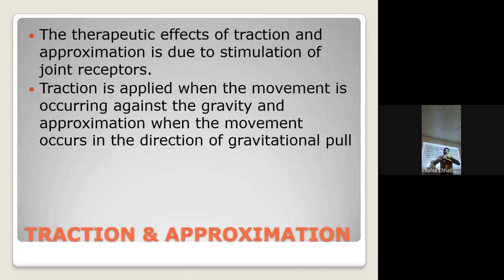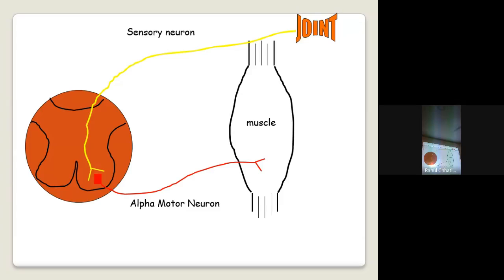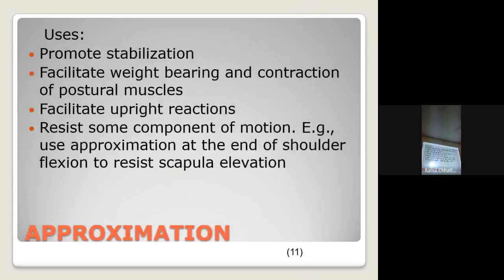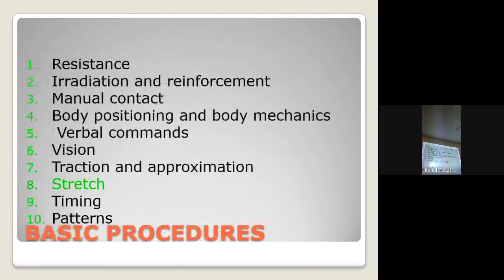We will either push the surfaces towards each other for relaxation purposes, or move them away from each other, which causes traction, and that will again initiate the stretch reflex. So both mechanisms work through the stretch reflex. Here we talked about the joint moving, causing the interneuron to cause the alpha motor neuron to contract and the muscle to contract. In traction and approximation, we have seen the same mechanics.